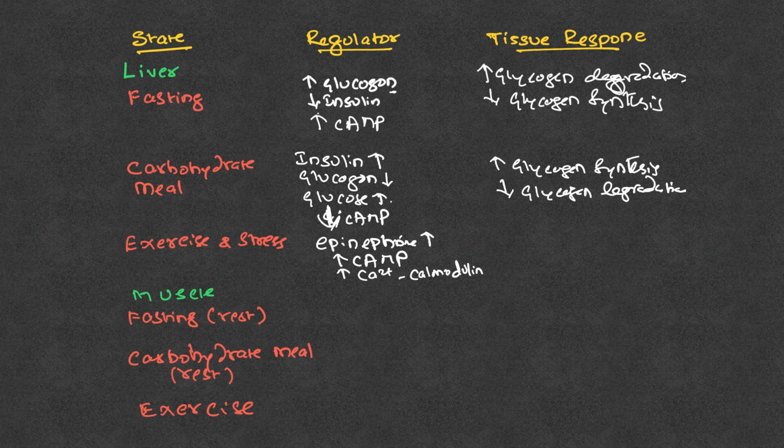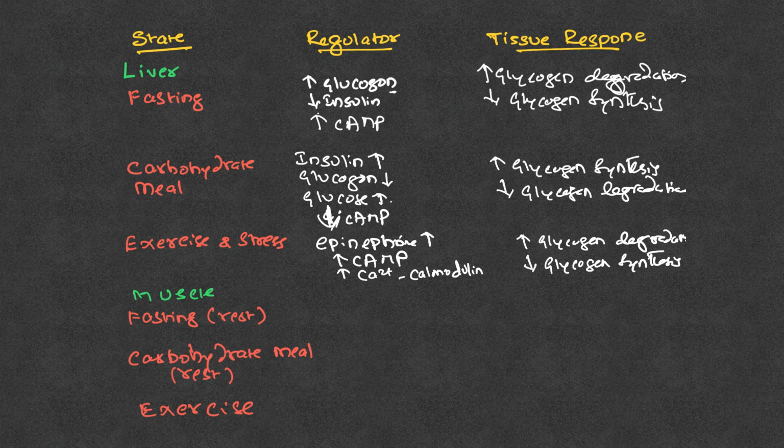Overall, when there is increase in cyclic AMP or calcium calmodulin, they are going to keep glycogen phosphorylase active, thereby they increase glycogen degradation. So there is an increase in glycogen degradation during stressful situation and during exercise, and when there is an increase in glycogen degradation, there will be decrease in glycogen synthesis, because cyclic AMP and calcium calmodulin are going to have a negative effect on glycogen synthase and a positive effect on glycogen phosphorylase. This is what happens in the liver under three conditions here: fasting, carbohydrate meal, and exercise.